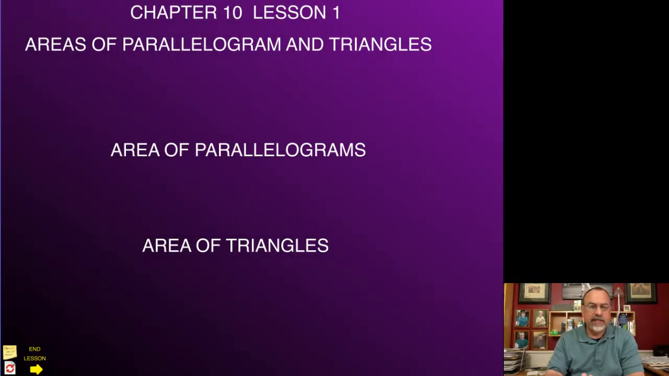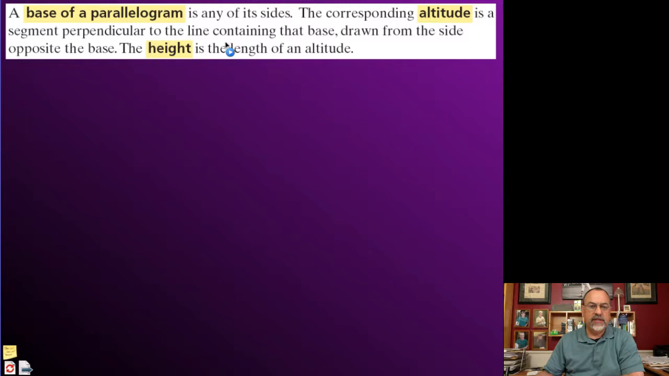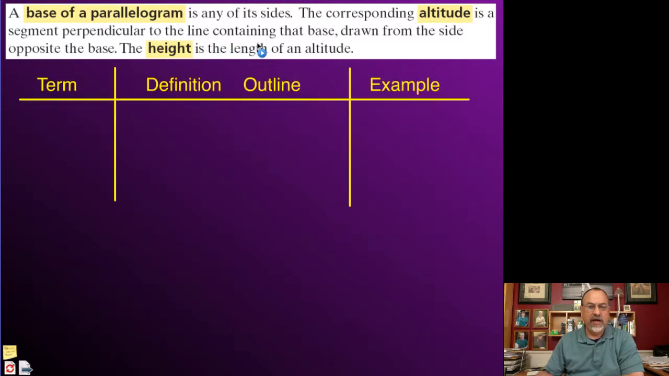Geometry, Chapter 10, Lesson 1, and we're going to begin a section of material where we look at areas of different polygons. We're going to begin with areas of parallelograms and areas of triangles. We've talked about this in class a little bit already, that any side of a figure can be a base. It doesn't have to be the one that's always on the bottom.